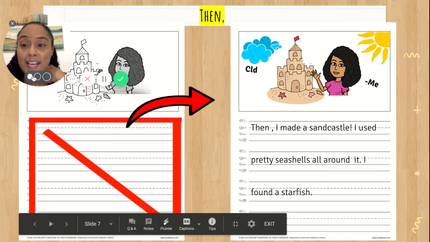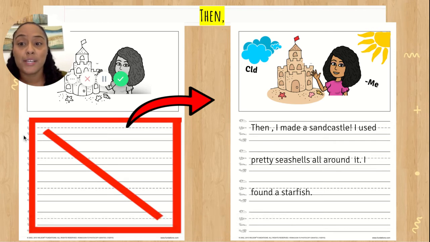Then I made a sandcastle. I used pretty seashells all around it. I found a starfish. I also wanted to share with my readers that I can spell the word cloud.